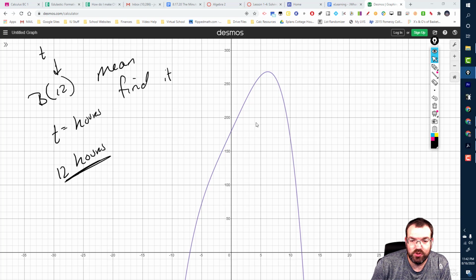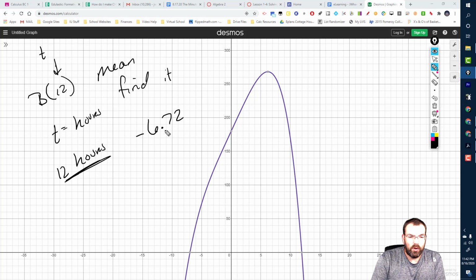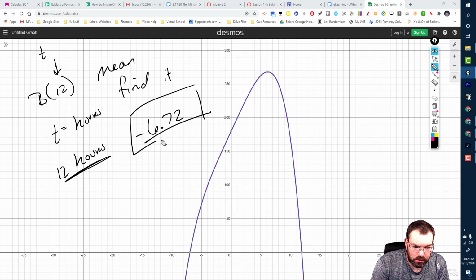So I want to find B of 12. I've got to find out when the first value, x, is 12. Right in here, somewhere right there. Keep going, keep going. Right in it there. Negative 6.72. You can see 12 comma negative 6.72. What does this mean? Well, this is how much money he has left after 12 hours.